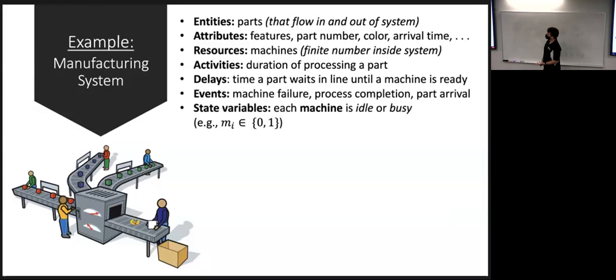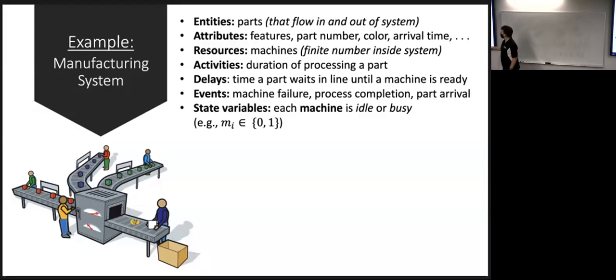So then state versus state variables, I think, is next here. The events here are like machine failure. That's an event that doesn't necessarily have an activity, although for the machine coming back up, you might think of the activity as how long the machine is down. Process completion, part arrival, these are all what I call events.